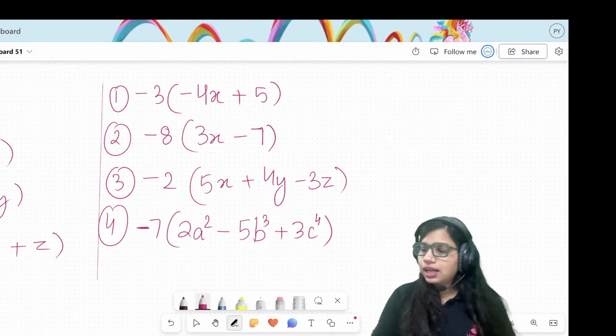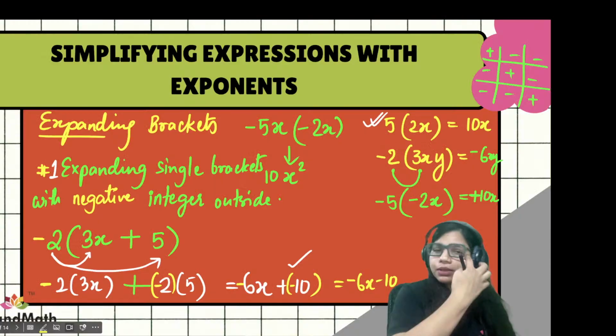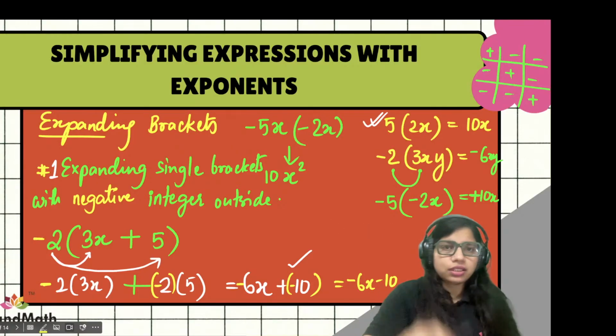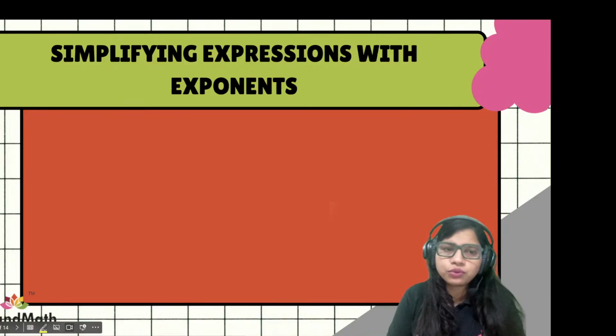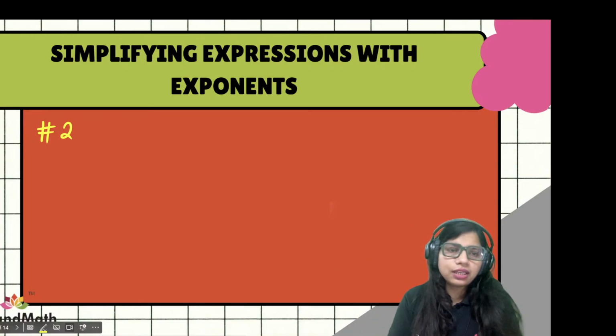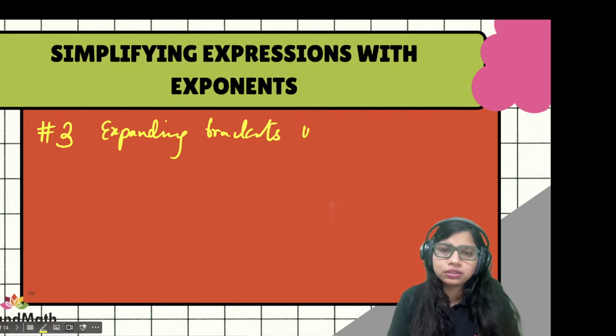So kids, the time doesn't really allow us to go ahead, but we will very quickly discuss the third type. And this third type is where we have a variable outside. So type 1 was a positive number outside, type 2 was a negative number outside, type 3 is expanding single brackets with a variable outside.